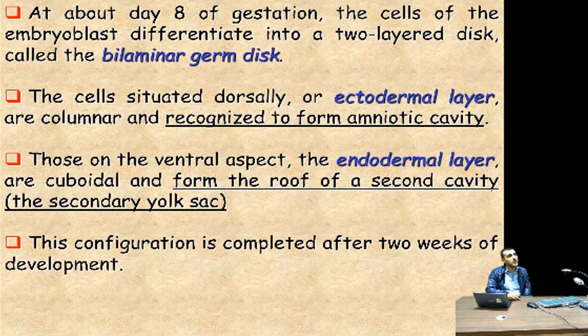At about day 8 of gestation, the cells of the embryoblast differentiate into a layered disc called the bilaminar germ disc. The cells situated dorsally, the ectodermal layer, are columnar and organized to form the amniotic cavity. Those on the ventral aspect, the endodermal layer, are cuboidal and form the roof of a second cavity, the secondary yolk sac. This configuration is completed after 2 weeks of development.